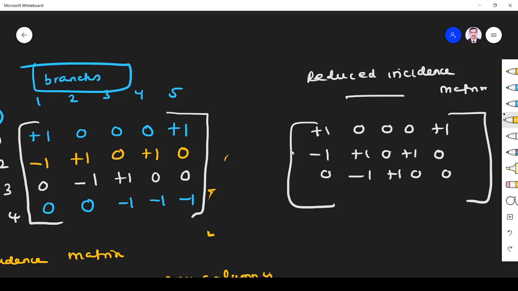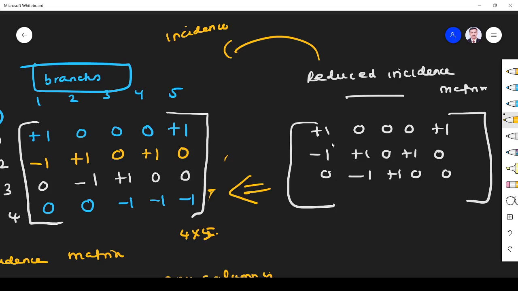From the incidence matrix, how can you get back your original matrix? Or from the reduced incidence matrix, how can you get the incidence matrix? This is very simple. We know for any incidence matrix, the sum of the elements in the column should be 0. So suppose they give this reduced incidence matrix and ask us to find the 4 cross 5 incidence matrix. This is 3 by 5. 4 by 5 means I have to find one more row.